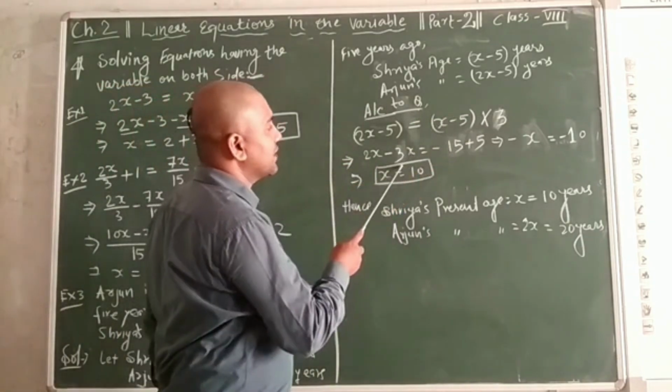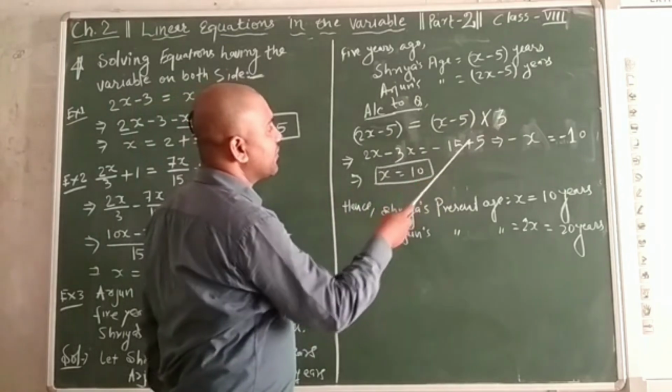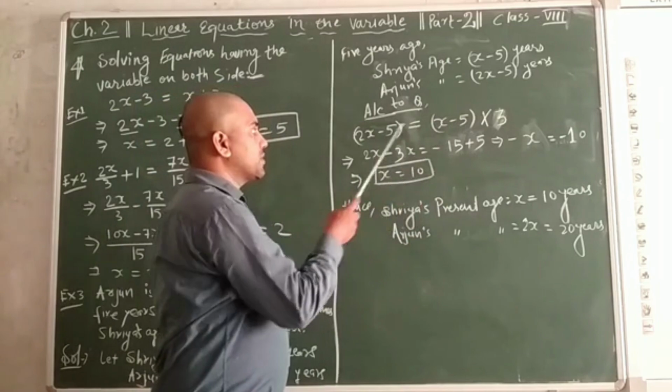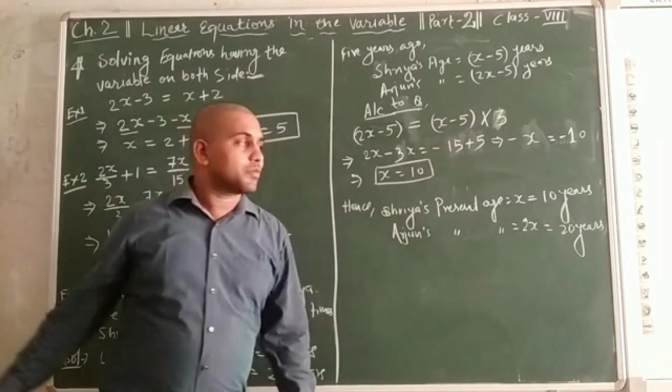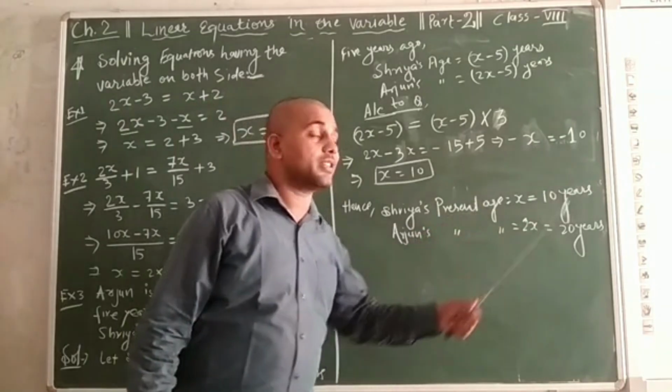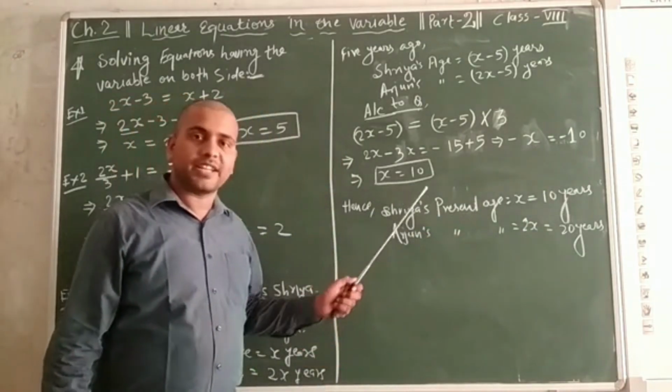shifted to LHS side, and 5 threes are 15, that is minus sign, and minus sign will be shifted, this minus 5 will be shifted to RHS, that will be plus 5. So the value of x will be minus x is equal to minus 10. So x is equal to 10.